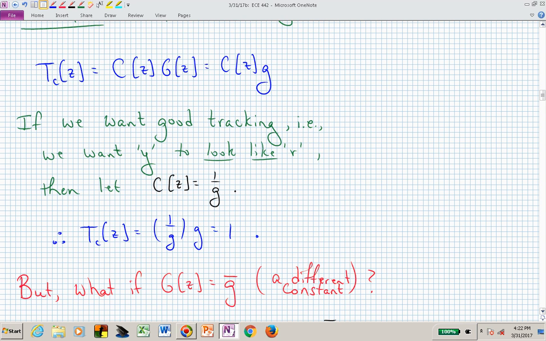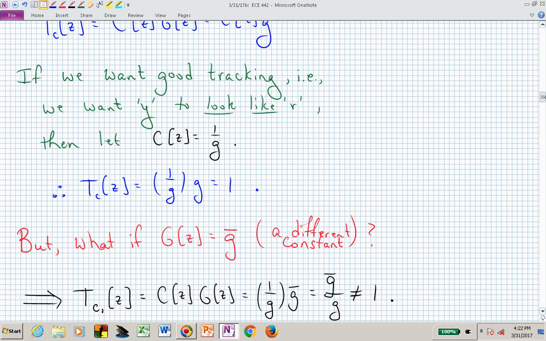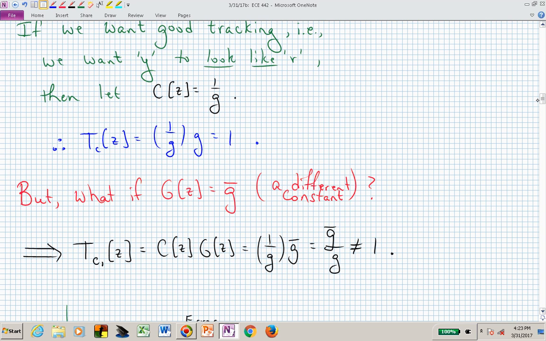So now we are able to accomplish this desired transfer function of 1 if we make our controller the inverse of our plant. But what happens if our plant is not really G, but it's something else? It's G bar. It's a different constant. Then what happens? Well, now we have a modified transfer function between the input R and the output Y. It's still C times G, but remember, our controller was based on a nominal plant of G, so it's now 1 over G. But let's say that our true plant is G bar. Now, G bar divided by G, since G bar is not equal to G, is not going to give us 1.